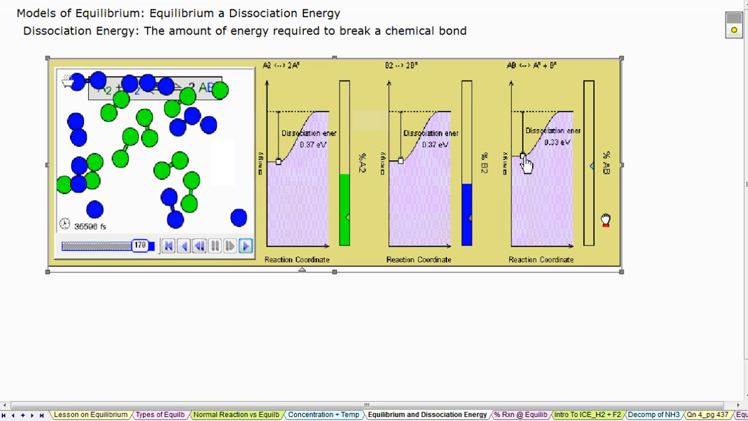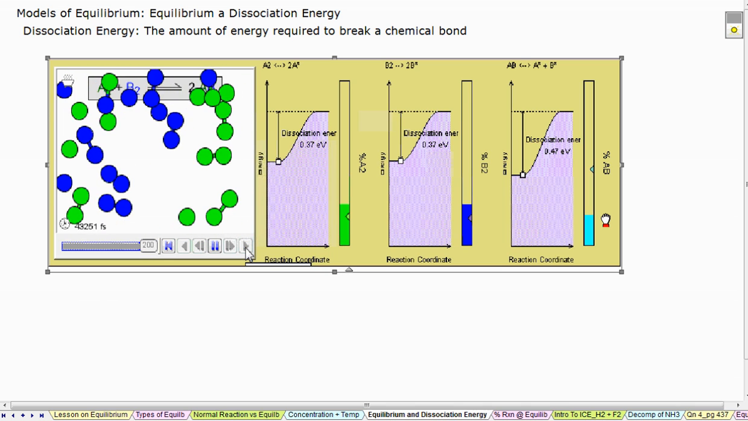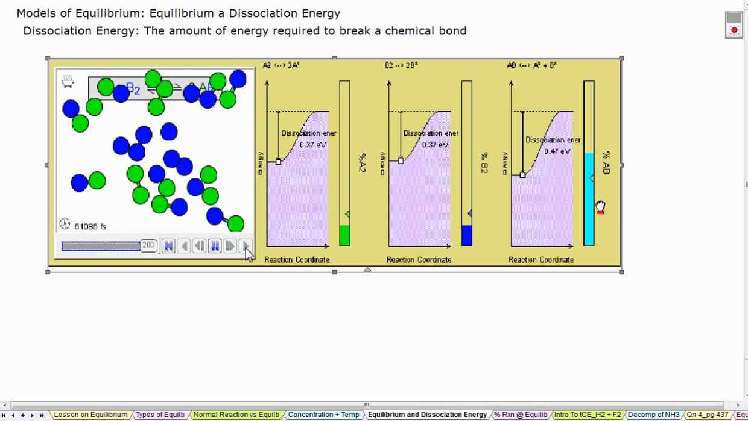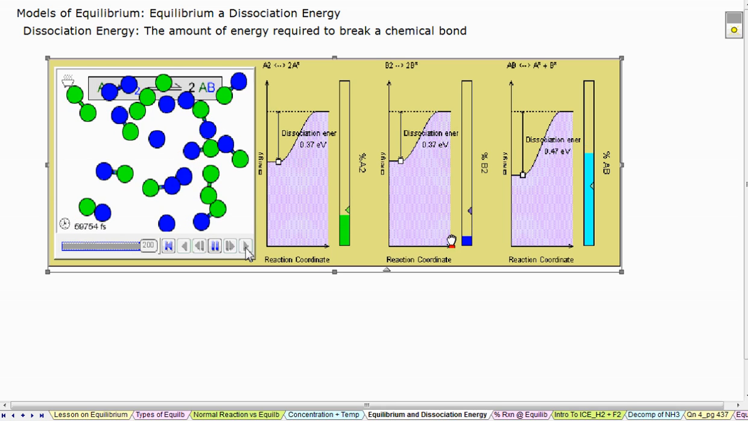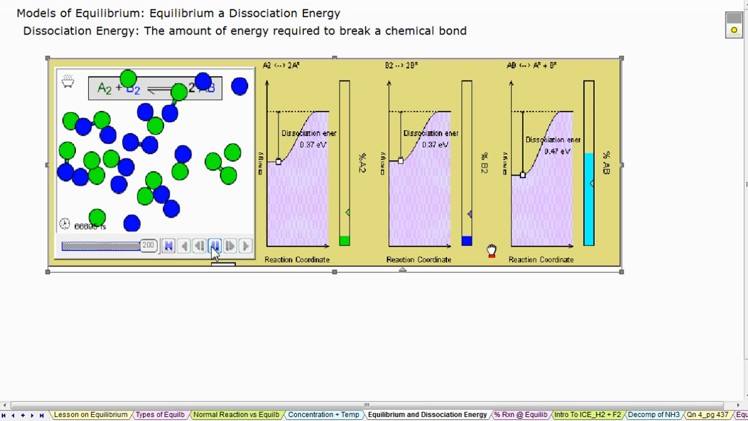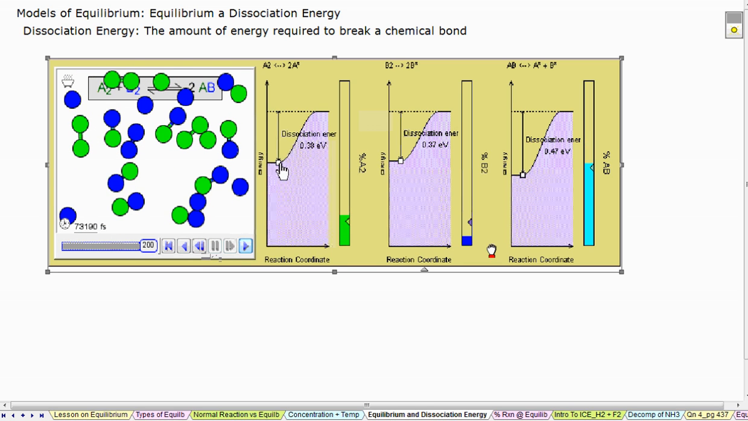Now I'm going to pull up the dissociation energies, make them equal for the two reactants, and make the product's dissociation energy just a little bit more. Not much more, but just a little bit more. So it's slightly favored to make more product than reactant, and we can see right away the percentages of each, where we have a higher percentage of the product being formed and lower percentages of the reactants. But we can see that it's always in flux. There's the equilibrium, it's constantly shifting.